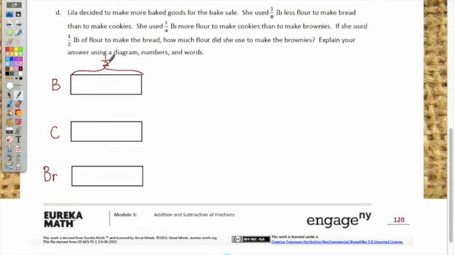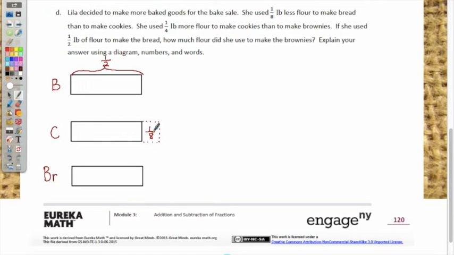So here's the next sentence. She used 1/8 pound less flour to make bread than to make cookies. So which one is more, bread or cookies? Cookies. How much more? 1/8. So I'm just going to put 1/8 right there. So to get the total for cookies, I would just add 1/2 plus 1/8, wouldn't I? Seems pretty easy to understand. I made dotted lines for a reason, and you'll see why in just a minute.